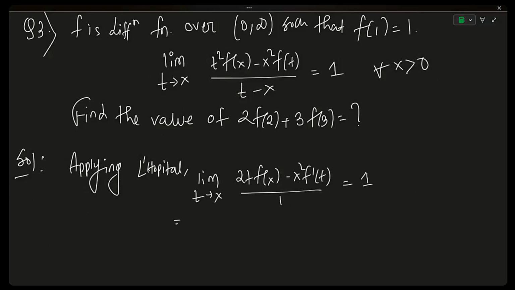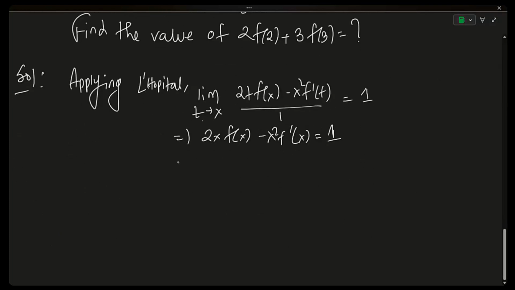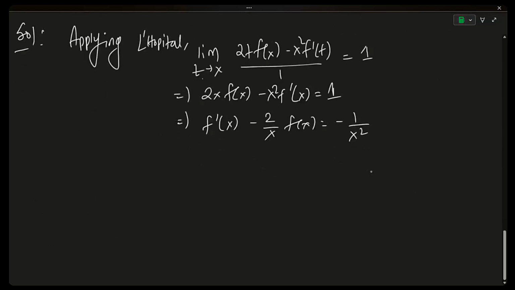Okay, now simply apply the limits, which means just put the value. 2x f of x minus x square f dash of x is going to be 1. Now let me divide both sides by minus x square. This would give me f dash x minus 2 by x f of x is equal to minus 1 by x square. Whenever I have this kind of a format, I need to find the integrating factor, right?